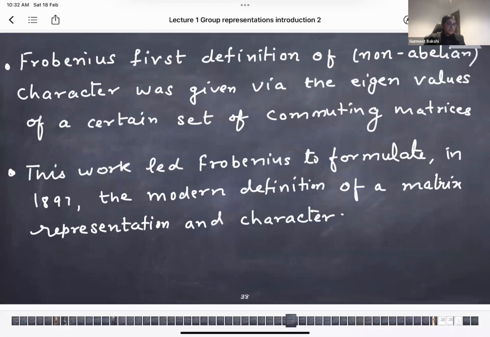Frobenius' first definition of a non-abelian character was given via the eigenvalues of a certain set of commuting matrices. So first characters were defined, not the representations. And this work led Frobenius to formulate in 1897 the modern definition of matrix representation and character.